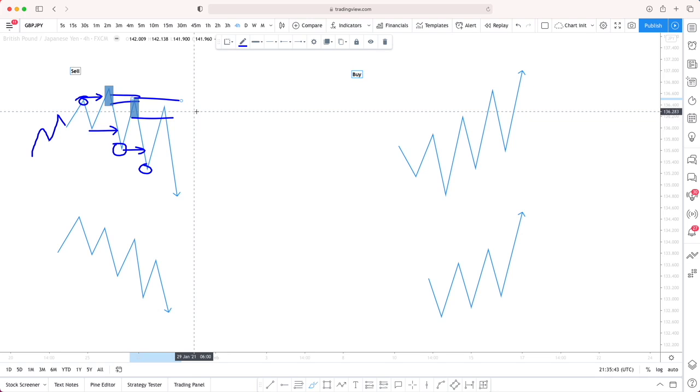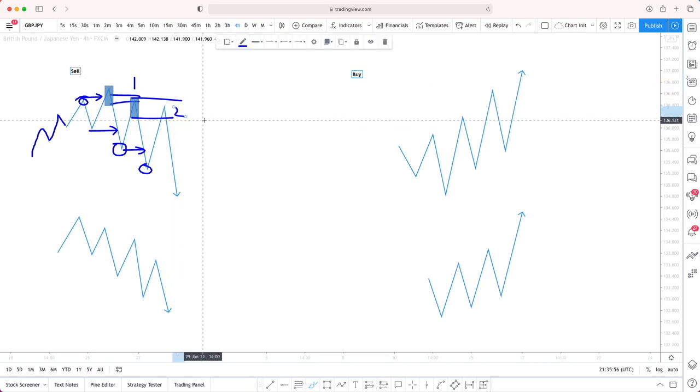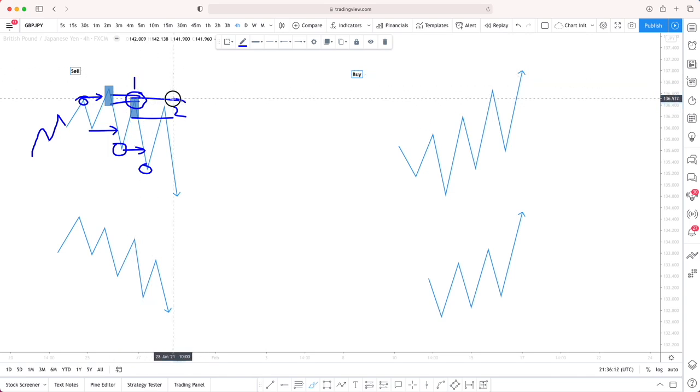Now, in terms of entries, this is entry number one. So entry number one is here, and entry number two is there. Entry number one has the lowest probability for the trade. Why? Because this can be a liquidity grab and price can continue up to the upside. So we don't know if this is going to work or not. Entry number two is the safest entry possible.